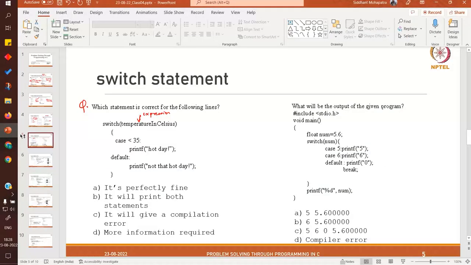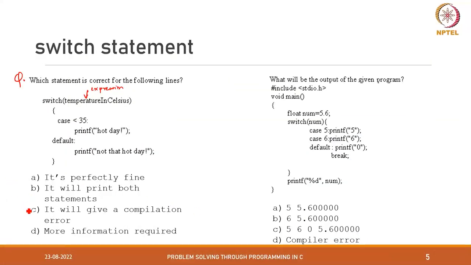Yeah, so it will give us a compilation error. Why? Because of this less than symbol. In a case you're just allowed to compare it to a value, like you can write 35 here. That means that if the temperature in Celsius variable is equal to this value, 35, then it will print whatever is in this block of this case statement. But you cannot write a case for all values less than 35, this is what it should print.